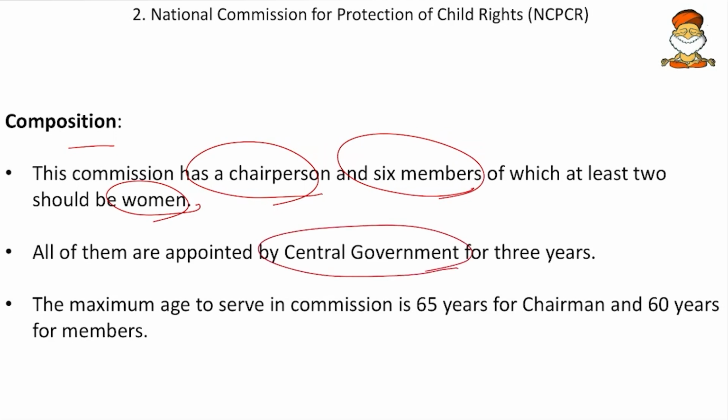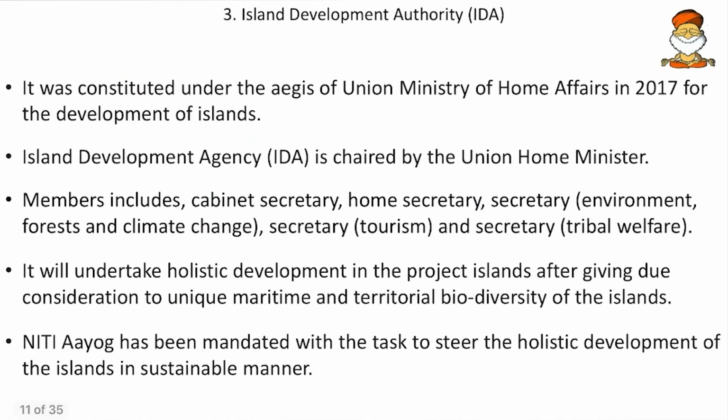Friends, this phrase central government keeps appearing repeatedly in the prelims. So they are appointed by the central government. So if again the phrase comes for this organization, we will take it as a correct statement and not as a vague statement. Then the maximum age to serve in the commission is 65 years for the chairman and 60 years for the members. But obviously for the chairman it is more.